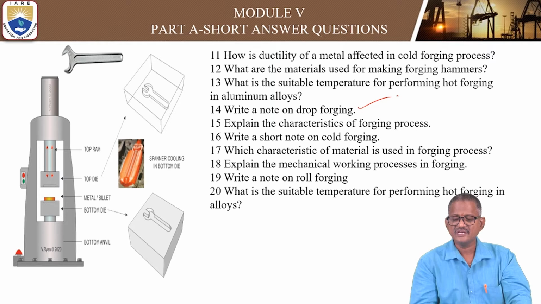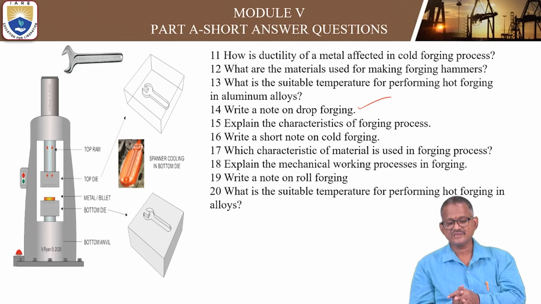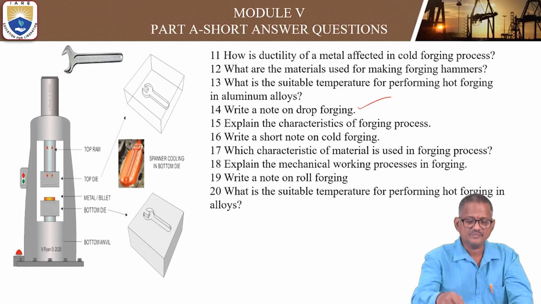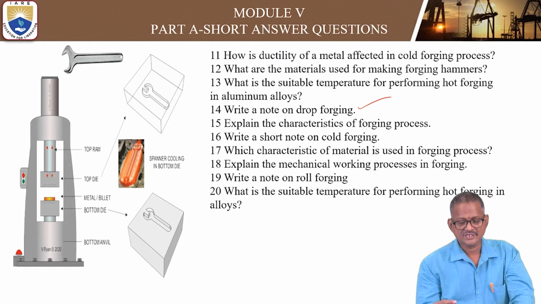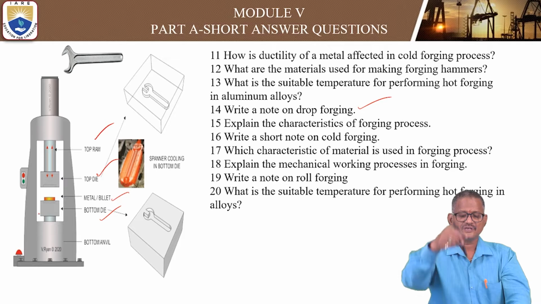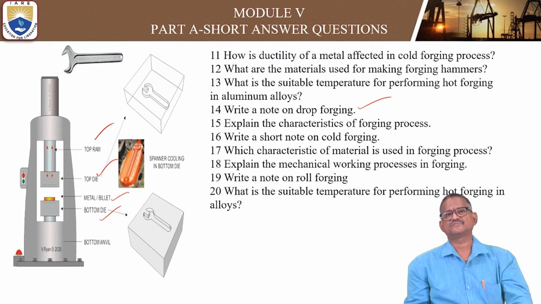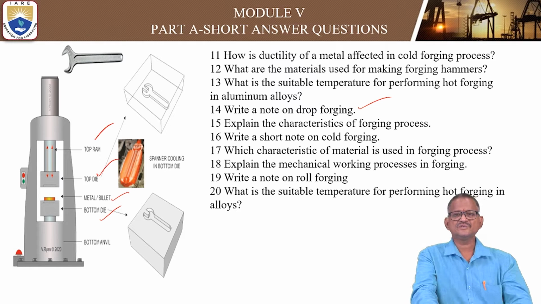When you are asked to write a note on the drop forging process, this is the best process for making connecting rods, spanners, etc. Here we can see the drop forging machine. You can clearly see there is a top ram, a top die, a metal billet and a bottom die. The red-yellow colored part is the workpiece. When dropped, it takes the shape of the die. In this way you can answer different types of questions.